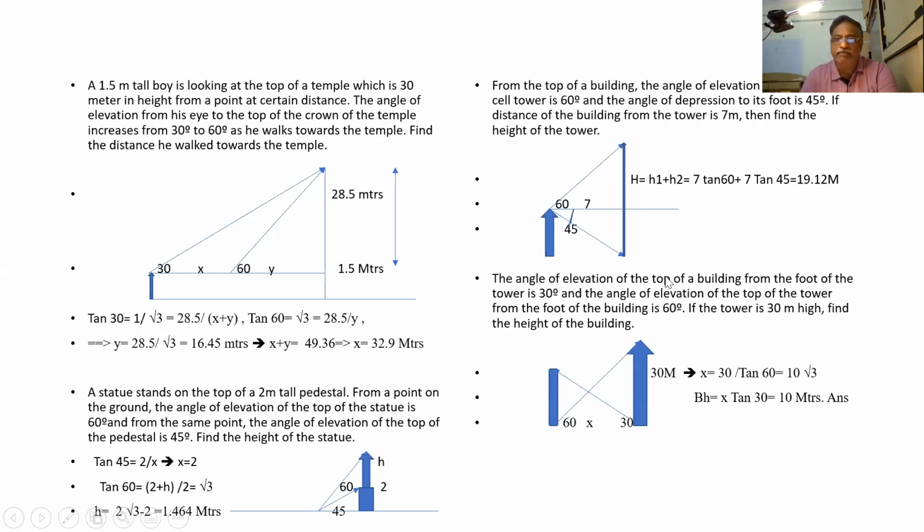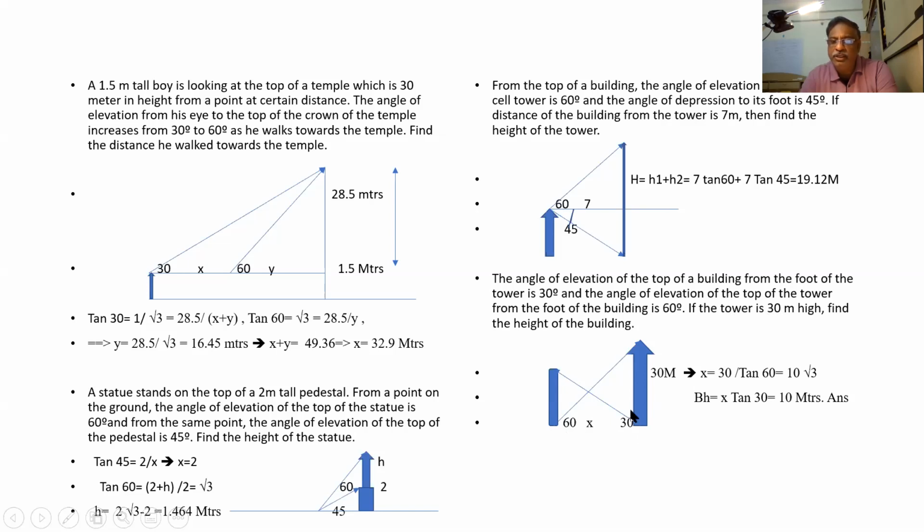Now let us see this problem. The angle of elevation of the top of a building from the foot of the tower is 30. This is a tower. From the foot to the top, the angle is 30 degrees. So this height is less. I can see the 30 degree itself. The elevation of the tower from the foot of the building is 60 degrees. This height is more. That is why my elevation is more. So this is the data given. If the tower is 30 meter high, we have been given this is 30 meter high. Find the distance.